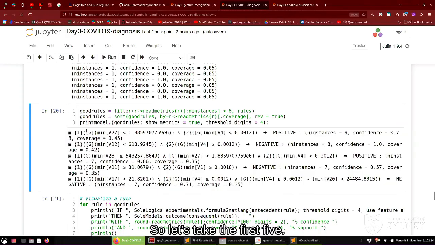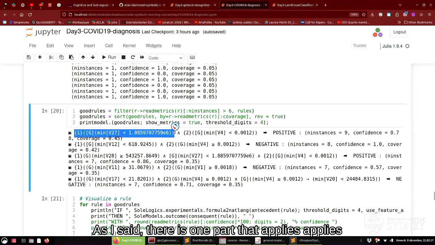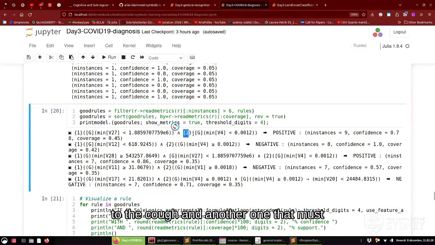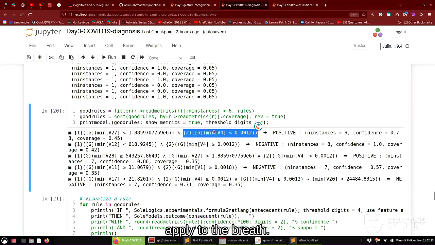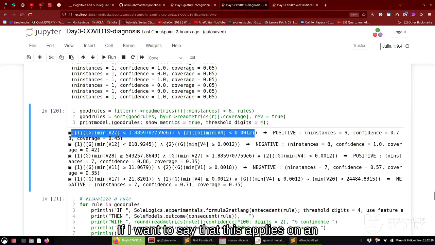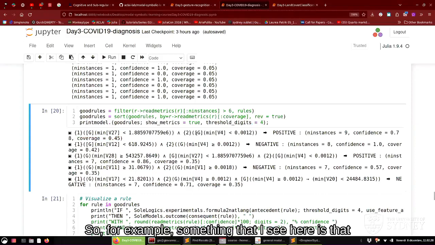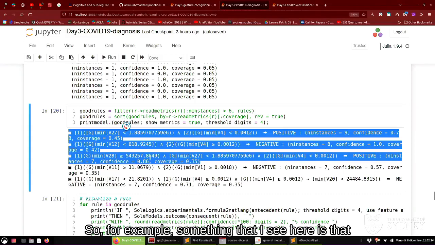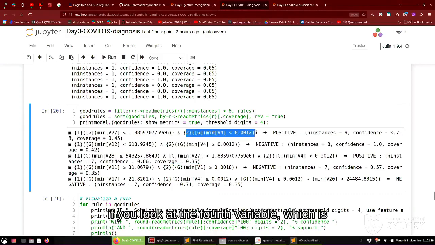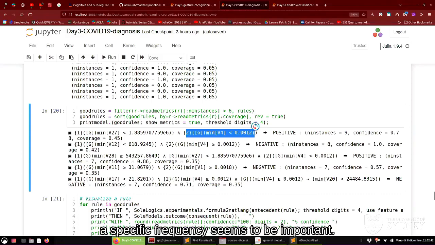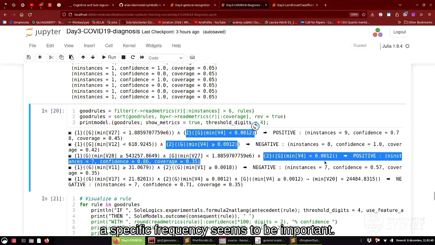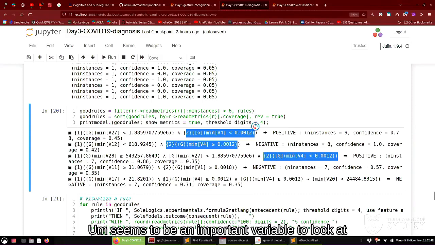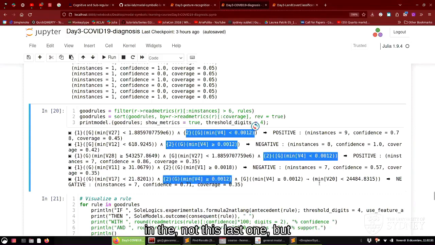So let's take the first 5. As I said, there is one part that applies to the cough, and another one that must apply to the breath if I want to say that this applies on an instance. So, for example, something that I see here is that V4 seems to be really important. The 4th variable, which is a specific frequency, seems to be an important variable to look at in the breath frame, not this last one.